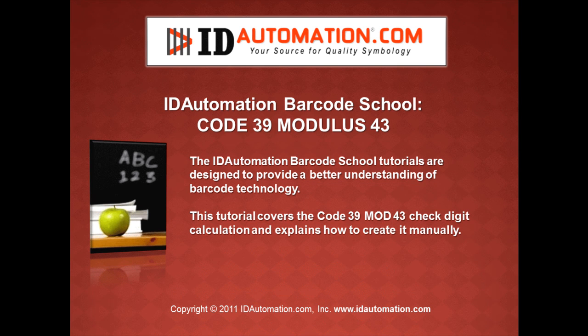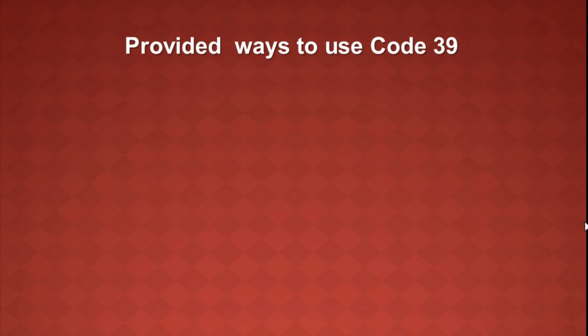IDAutomation barcode school tutorials are designed to provide a better understanding of barcode technology, including symbologies, products, and how products can be used to create barcodes. Code 39, Modulus 43.